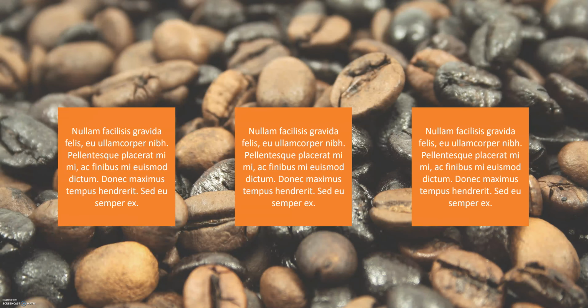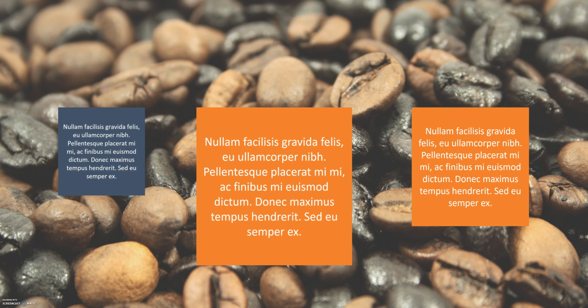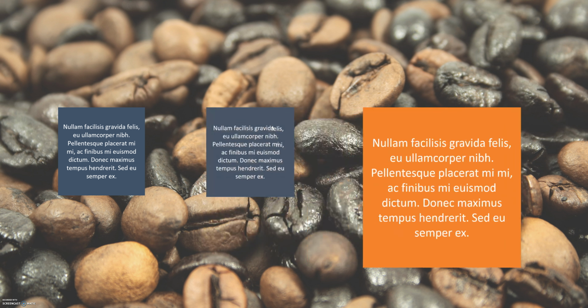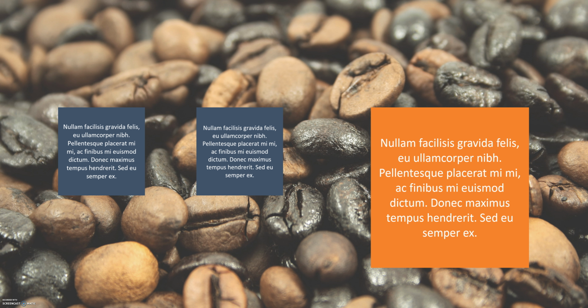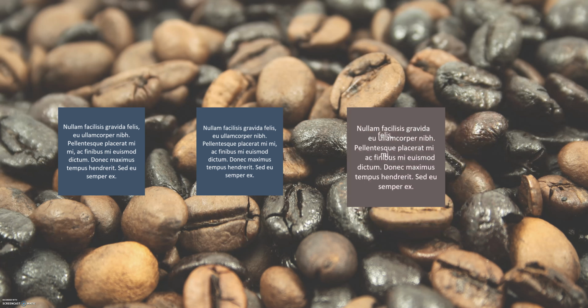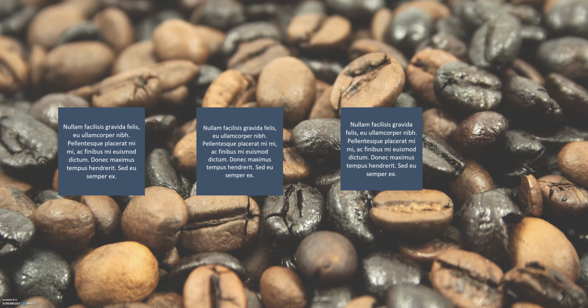Okay, so here it is, the first page with three topics. The second one, as soon as the first topic gets over, the second one gains importance and it becomes bigger. And then the third one. So this is how you can use the morph effect for transitions.